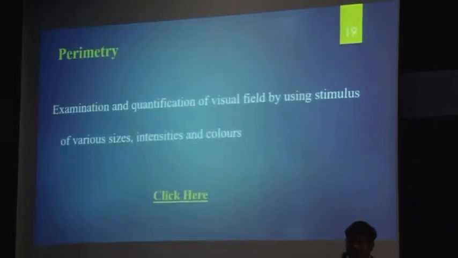Now perimetry is the examination and quantification of the visual field using stimuli of various sizes, intensities and colors. There are two types of perimetry. First is kinetic and second is static. In kinetic perimetry, the stimulus moves from the non-seeing area to the seeing area. In static perimetry, there is a fixation point.